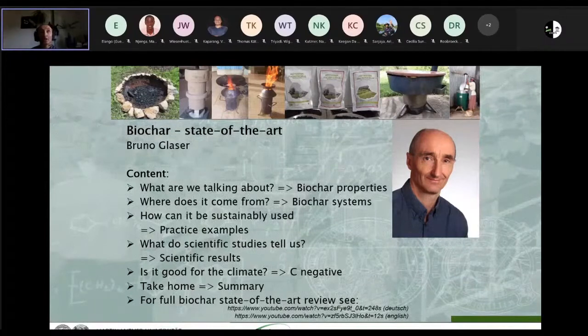I will summarize the state of the art about biochar research and also application. It is divided into several parts. Some of it has been addressed already, so I can go quickly through it. I will start with talking briefly about biochar properties, and then enlarge the topic a little to biochar systems, show a few practical examples, and then in one slide summarize the scientific state of the art. Finally, I will address an additional, very important issue, which is also important for Africa: it's a carbon negative technology which could help us to save the climate. And then I will summarize it.